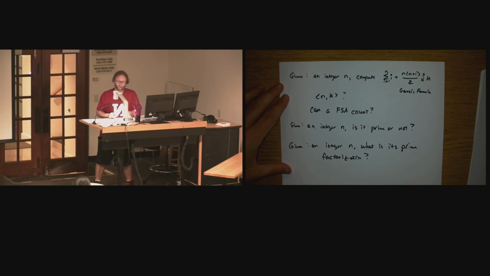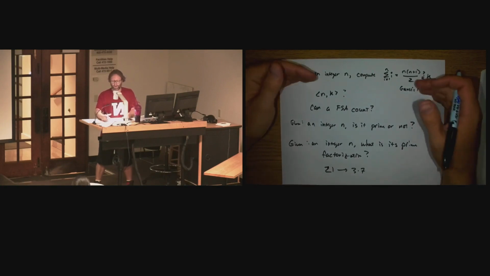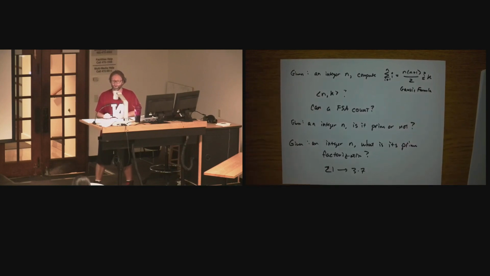That's an even bigger question, right? For example, if I gave you 21, I would expect you to output 3 times 7. Factor it out into primes. Each one of these is actually more and more difficult. This is simple, but even a finite state automaton can't do it. This is even more difficult, but at least in the last 20 years, we know that you can do this in polynomial time. This, hopefully you can never do in polynomial time.